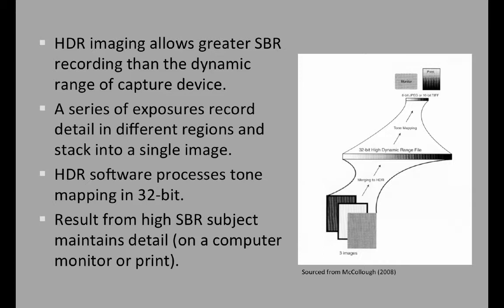With HDR, you can shoot 3 images, you can shoot 5 images, you can shoot 7 images. There's a little calculation you've got to work out depending upon the total subject brightness range. So the greater the subject brightness range, the more images you have to shoot to actually blend. The HDR software processes the tone in a 32-bit map. This is quite powerful processing.